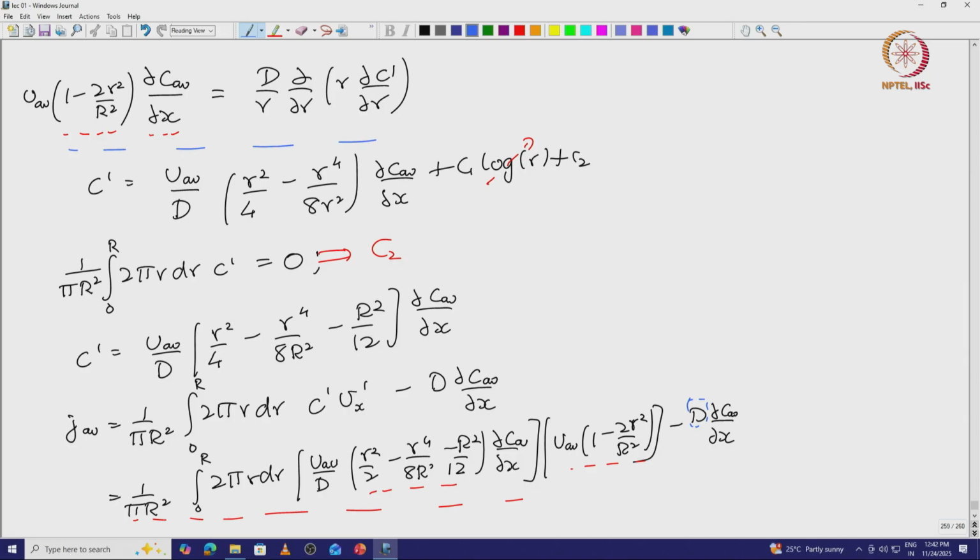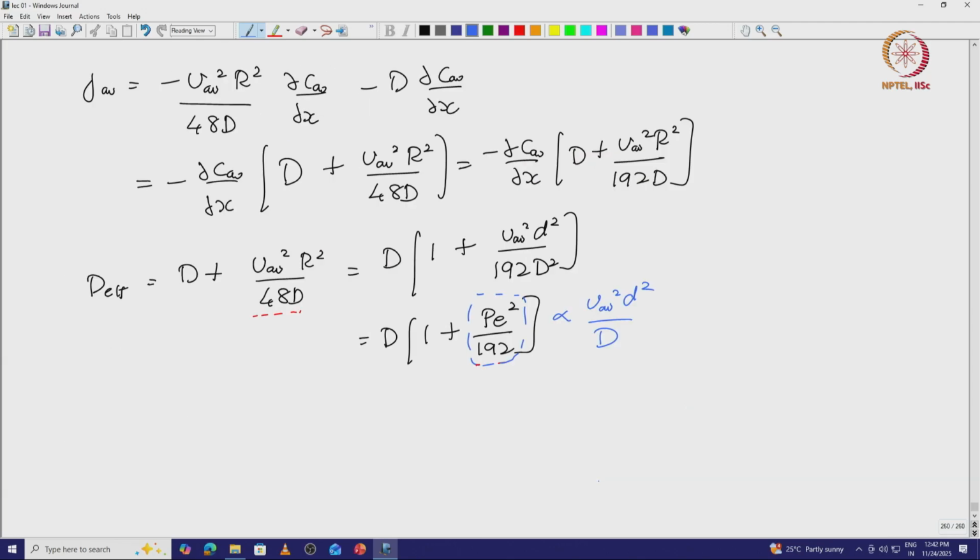Solved that subject to boundary conditions and the condition that the average of that fluctuation has to be 0, and substituted that into the expression for the average flux. And we found out that we got a dispersion coefficient, which goes as the diffusion coefficient into 1 plus Peclet number square by 192. And that second term there is the largest term, the dominant term in the limit of high Peclet number. And with that, we had completed our discussion of forced convection.